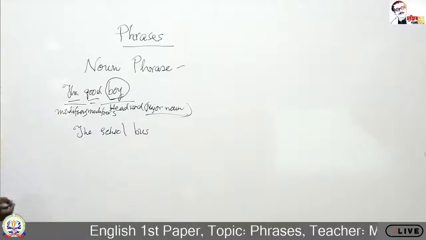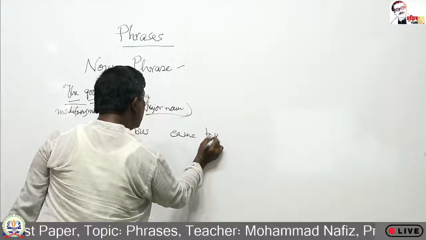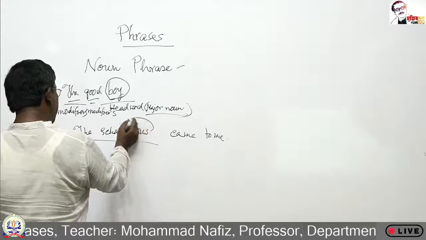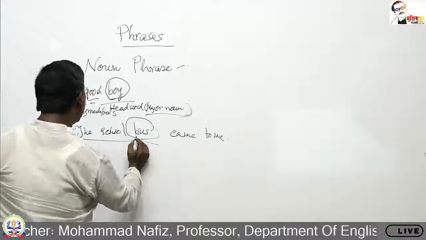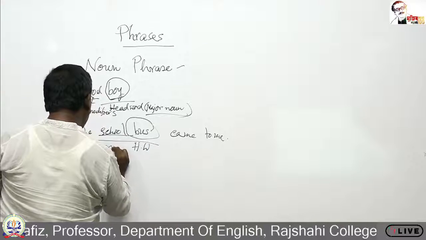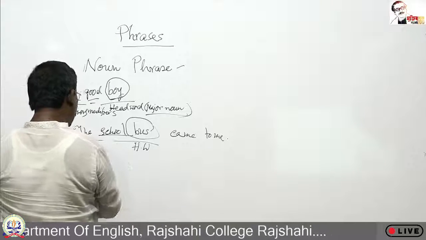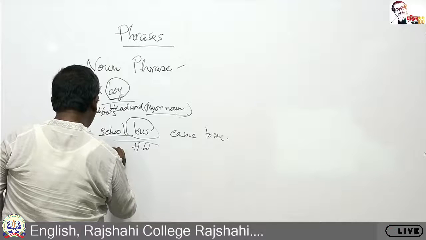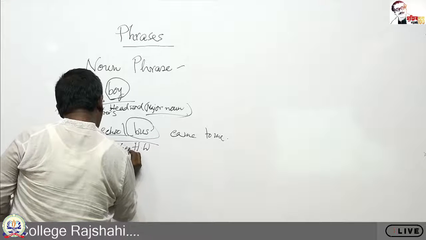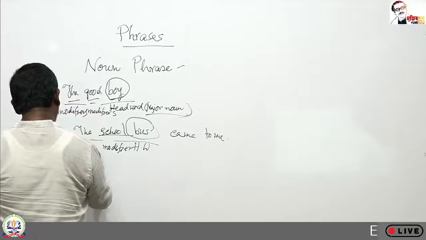This is also a noun phrase. The school bus came to me. The subject is the school bus. Here we have the head word bus followed by... the head word followed by school, a noun, and the, an article. You know, the is an article and school is a noun. We have two modifiers.